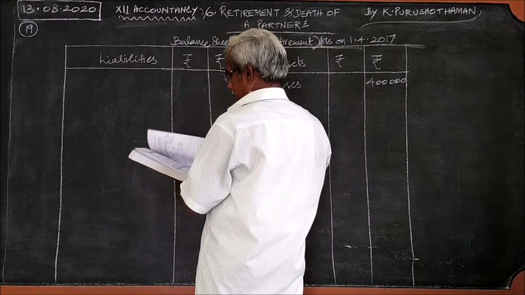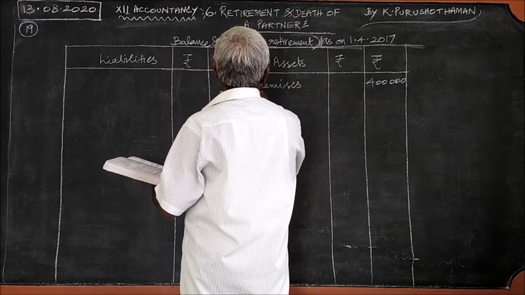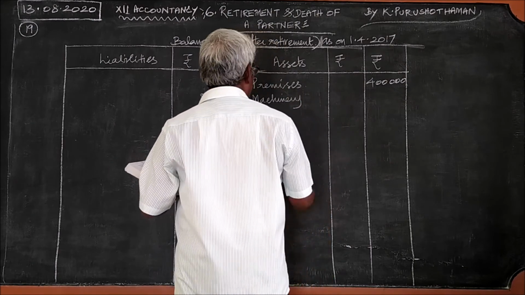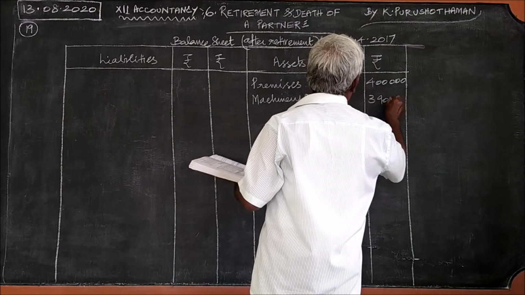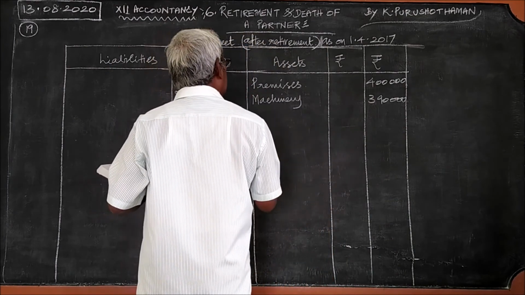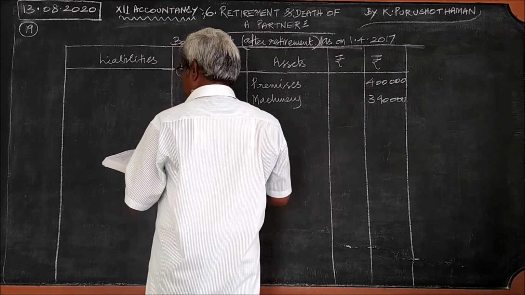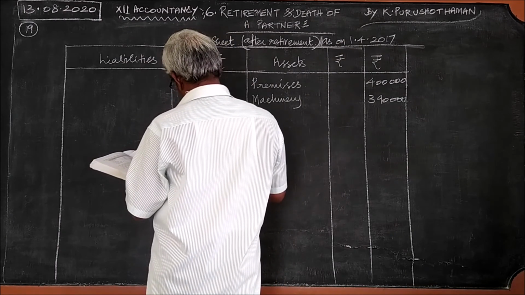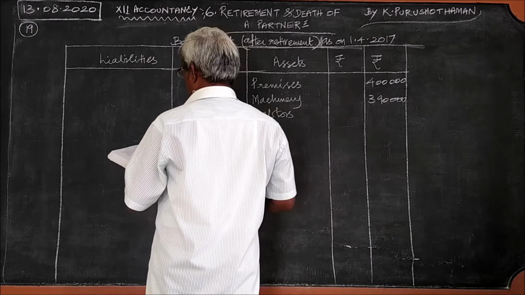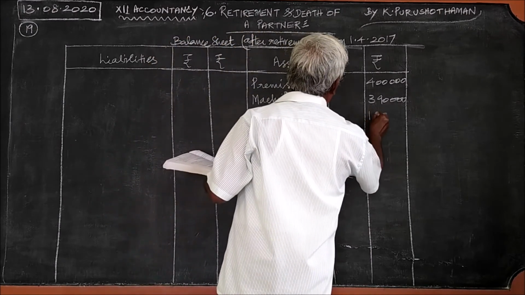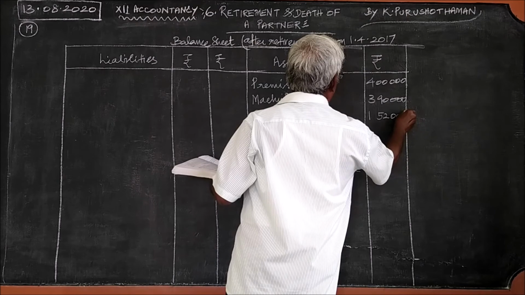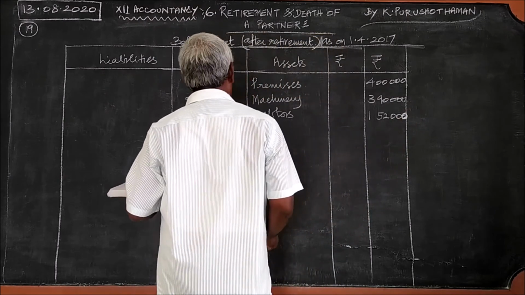Then second item, machinery. The current value is 3,90,000. It is now valued. We need not show any depreciation, because the current value is given, we can write it as it is. Then the third one, the debtors. What is the current value of debtors? It is 1,52,000. We need not minus anything because the current value is given.